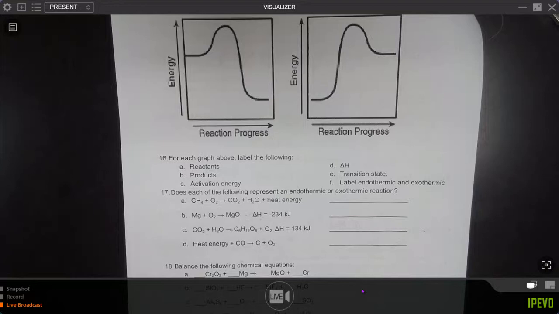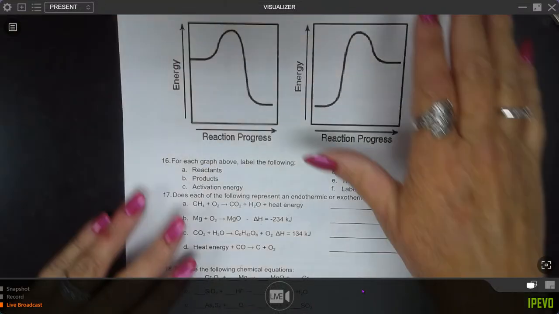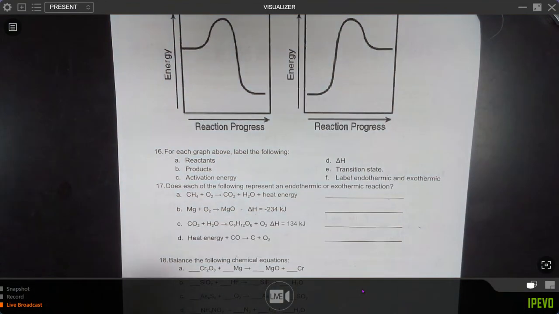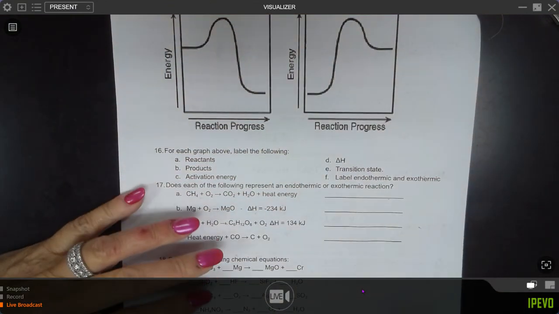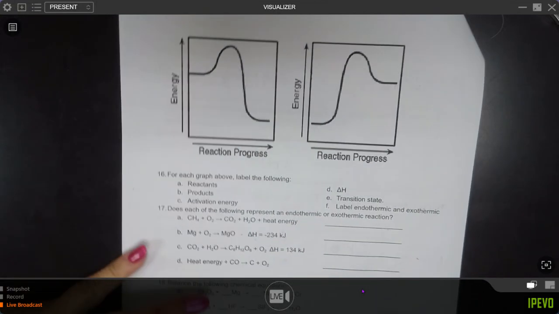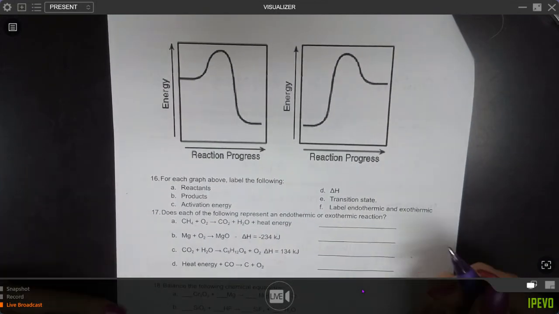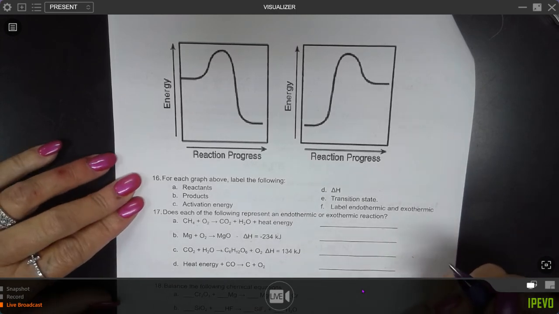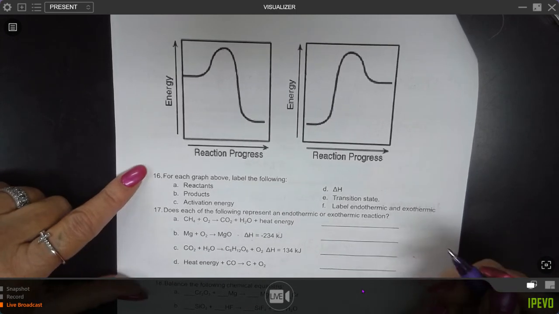All right, guys, after page 3, whew, am I ready for something that's a little bit easier? Page 4 in the review guide takes us back to energy diagrams, all right? And the first thing that it asks us to do is label our energy diagrams, okay?